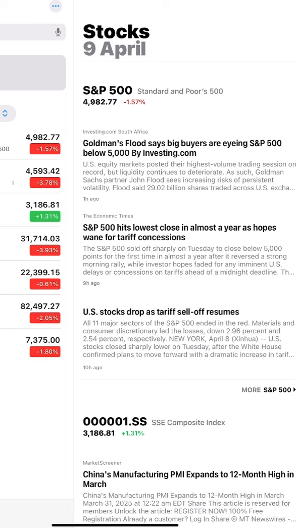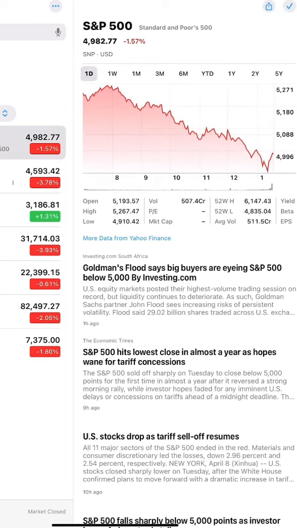We can see that the US market is in a bearish trend. The market has come down 1.57%. That is a clear drop in the US market. We can see that almost all the major assets in the US market have seen downward pressure. Even gold, oil, stocks, everything has shown downward pressure.